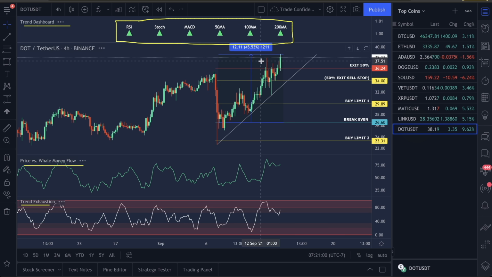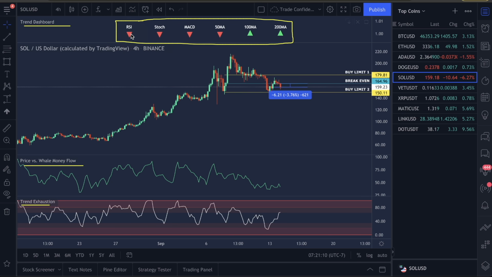Let me get this correct. I don't ever like quoting this wrong. 45% up on DOT right now for the rest of your 50% portion, okay? What I'm trying to teach you guys on this channel is that we don't use the standard indicators, RSI, stochastic, and MACD. This is what retail traders are using.